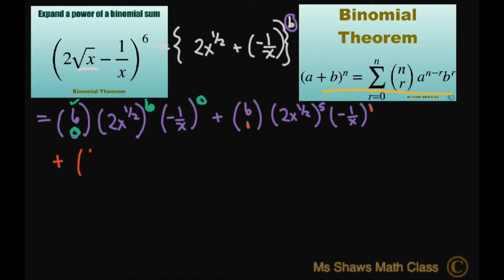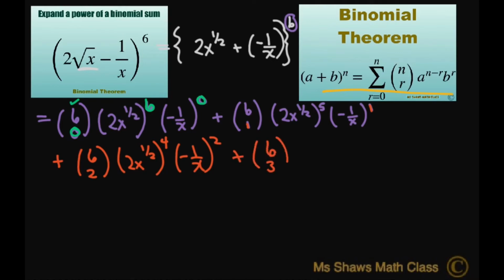Plus 6 choose 2. Copy down your terms. And so we had 5. Now we're at 4. You're going down 1 on the first term and up 1 on the second. All right, and then the next one is going to be 6 choose 3, copy it down, and the second term, so this is going to be 3 and 3. We got 3 more.